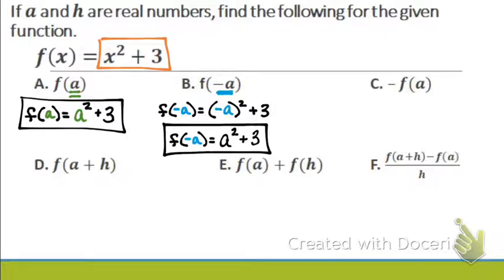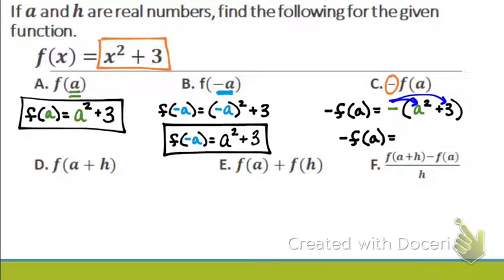What are we doing differently in part C? Yes, we're multiplying the entire function by negative 1. So negative f of a is equal to negative, and then I would have a squared plus 3. Distribute my negative. And negative f of a equals what? Negative a squared minus 3.